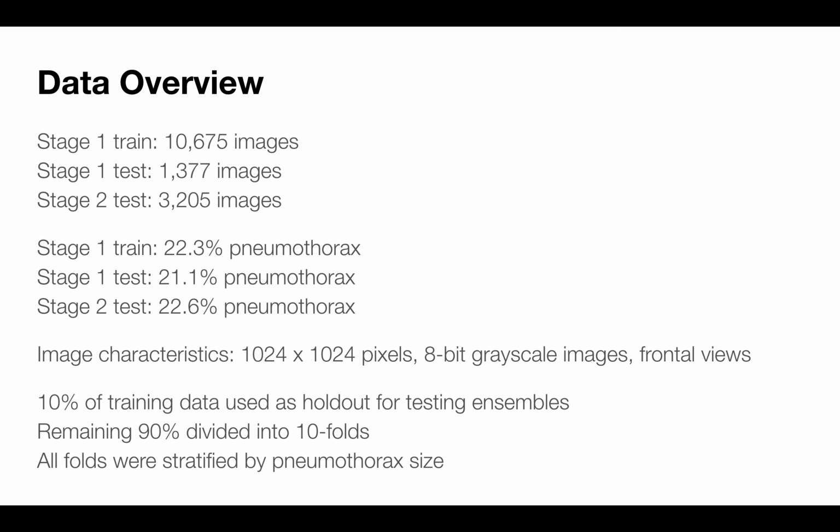The images were obtained from the public NIH Chest X-ray 14 dataset, 8-bit grayscale images downsampled to 1024 by 1024 pixels. 10% of our training data was used as holdout for testing ensembles. The remaining 90% were divided into 10 folds. All folds were stratified by pneumothorax size.